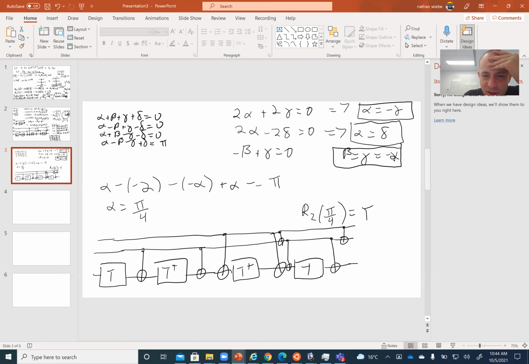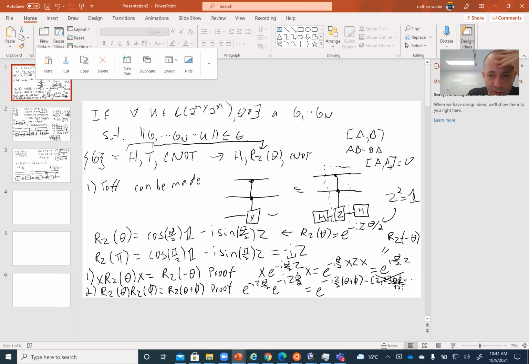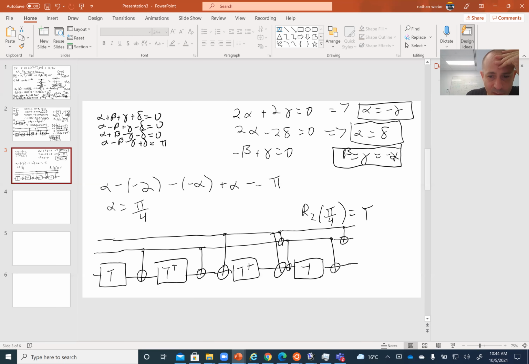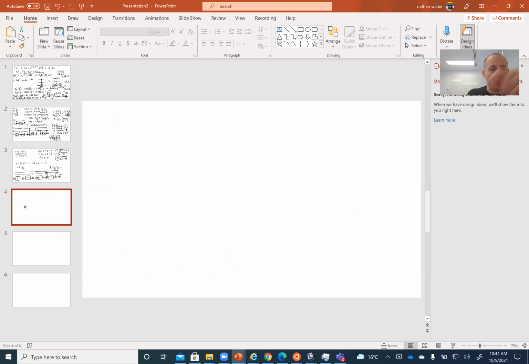The only thing we need to do to turn it into a Toffoli gate is use the Hadamard transformation that we see on slide 1 to fix this. So we need to Hadamard conjugate. And this now is our resulting circuit. Wonderful. So we have shown one: Toffoli can be built.